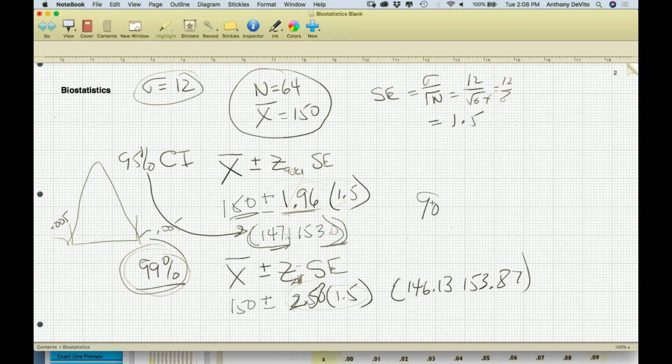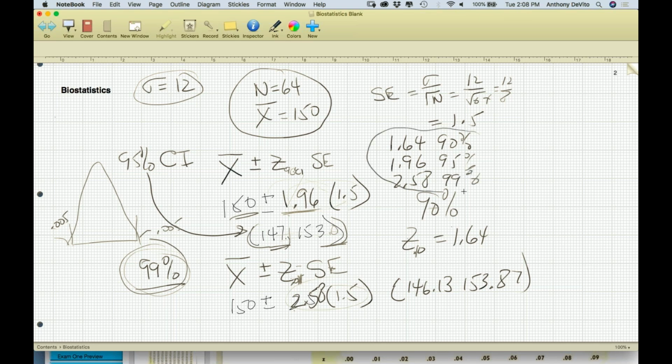Well, what about if I only want to be 90% certain? I can make my confidence interval narrower. And in fact, what you would use for your z-score for 10% possible error, or in other words, 90% confidence, is a z-score of 1.64. So if you remember those three numbers, 1.64 for a 90% confidence interval, 1.96 for a 95% confidence interval, and 2.58 for a 99% confidence interval, pretty much that's all you'll ever have to remember.